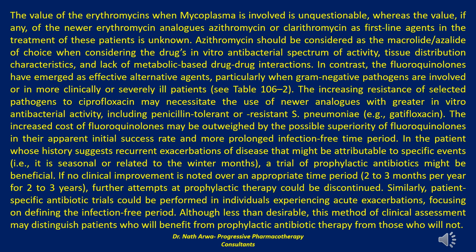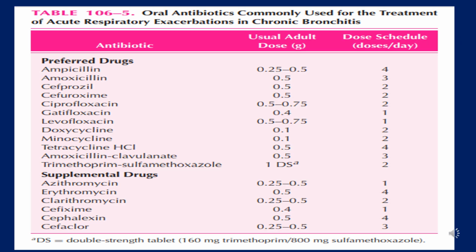Similarly, patient-specific antibiotic trials could be performed in individuals experiencing acute exacerbations, focusing on defining the infection-free period. Although less than desirable, this method of clinical assessment may distinguish patients who will benefit from prophylactic antibiotic therapy from those who will not. Pause the video and carefully scrutinize Table 106.5 summarizing oral antibiotics commonly used for the treatment of acute respiratory exacerbations in chronic bronchitis before advancing to the next slide.